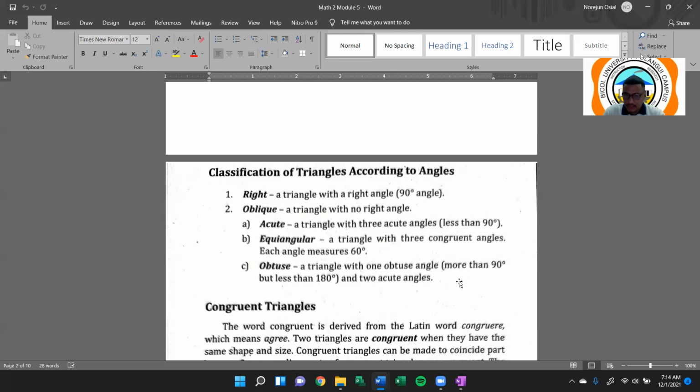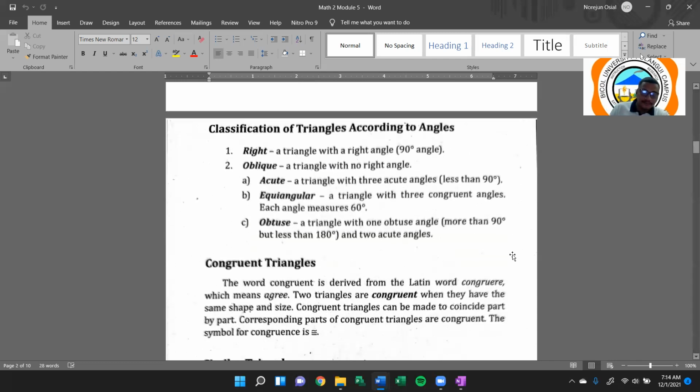We have acute, that is a triangle with three acute angles. Acute angles means an angle that is less than 90 degrees. Equiangular, a triangle with three congruent angles. Each angle measures 60 degrees, as previously mentioned. Obtuse now is a triangle with one obtuse angle, that is an angle that measures more than 90 degrees but less than 180 degrees, and two acute angles.